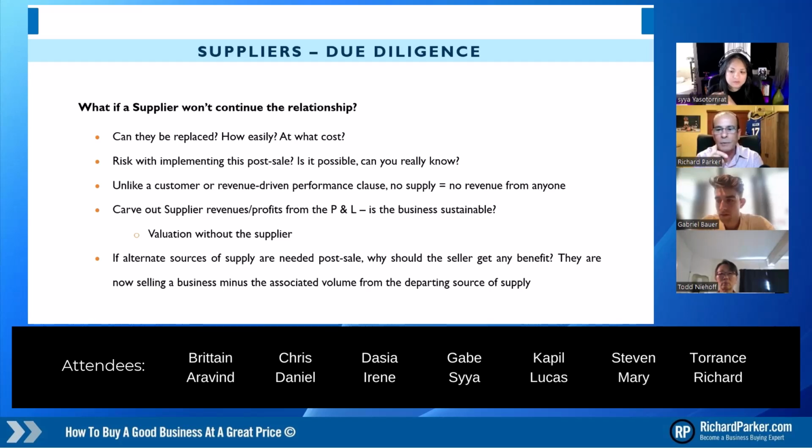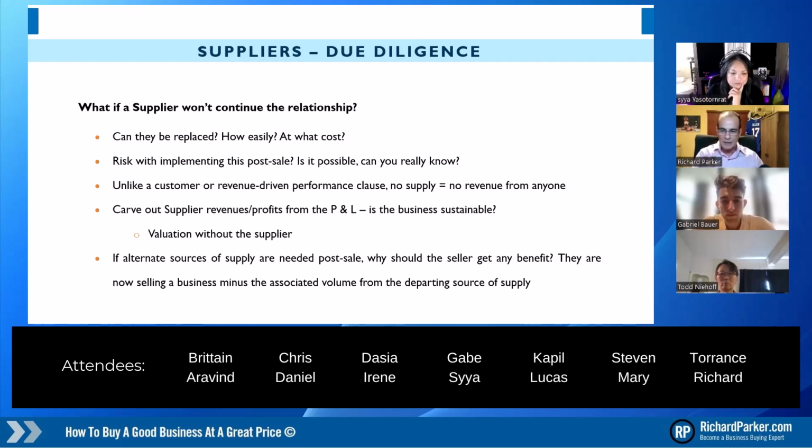and you have a performance clause in place, so you have this customer concentration, and you put a performance clause in place based on that supplier, and the supplier either won't continue or you have to get another source of supply, there should be a reduction in the purchase price. And the performance clause, if you have to go get another supplier, the seller shouldn't benefit from that, because they're selling you a going concern business.